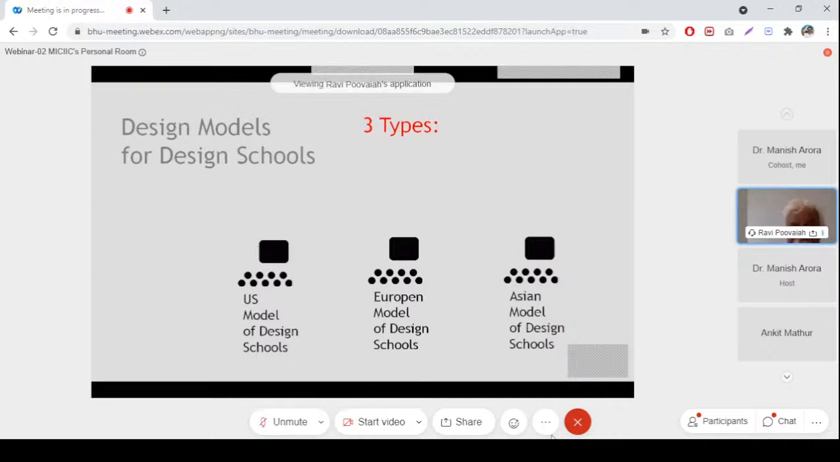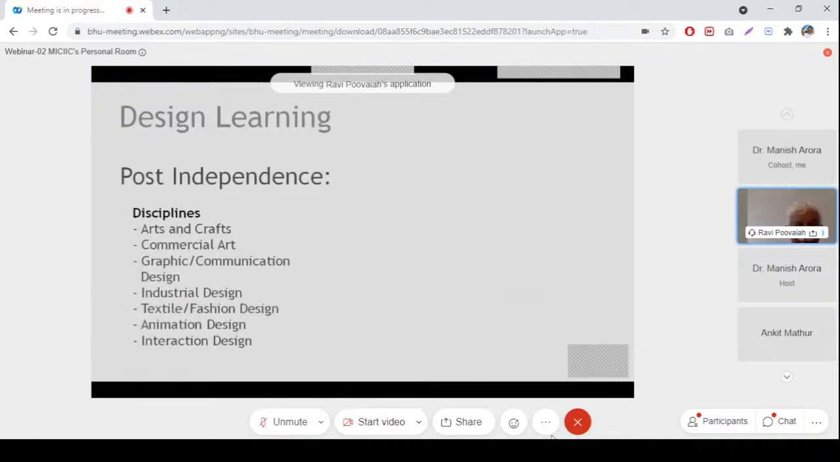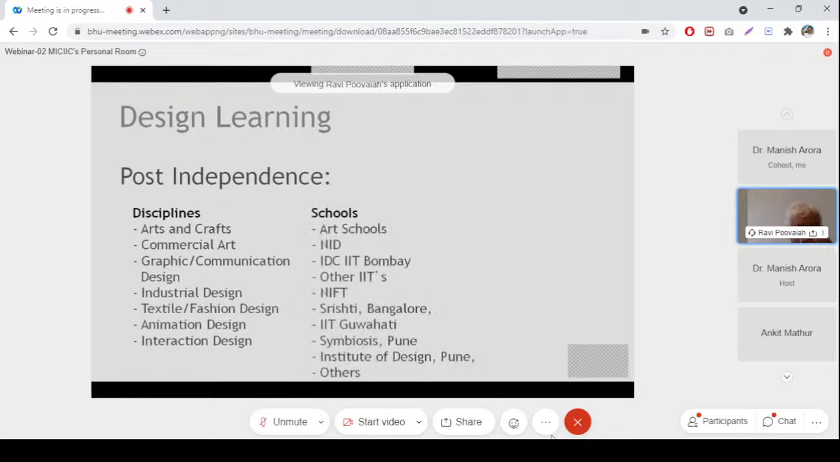The Asian model is typically where you go straight to college after your school. In many of our schools, we do it on a weekly basis, and a lot of the problem solving is very contextual from the surroundings. So this is the model of the three different schools. It's nice that now each one is making sure I'm not imitating somebody else's model, but trying to create my own space out here. So I'm going to summarize our design learning post-independence.